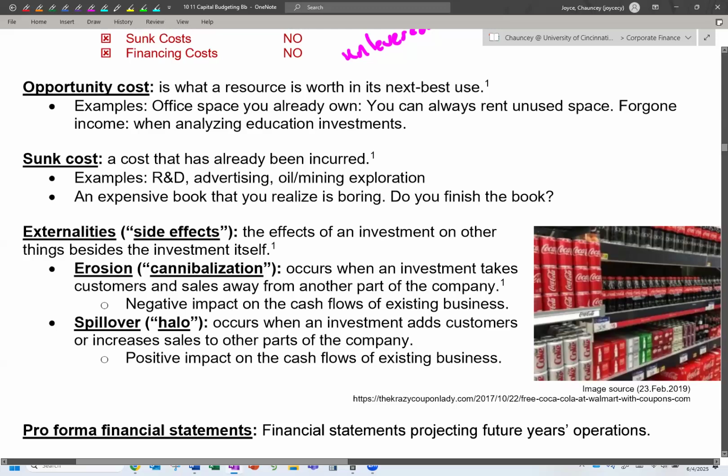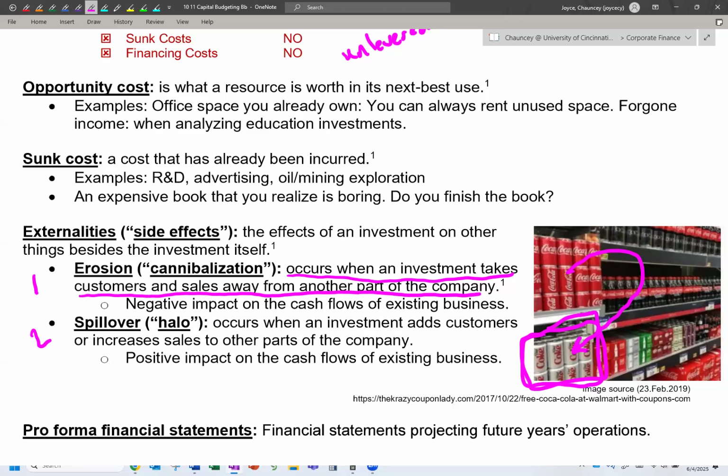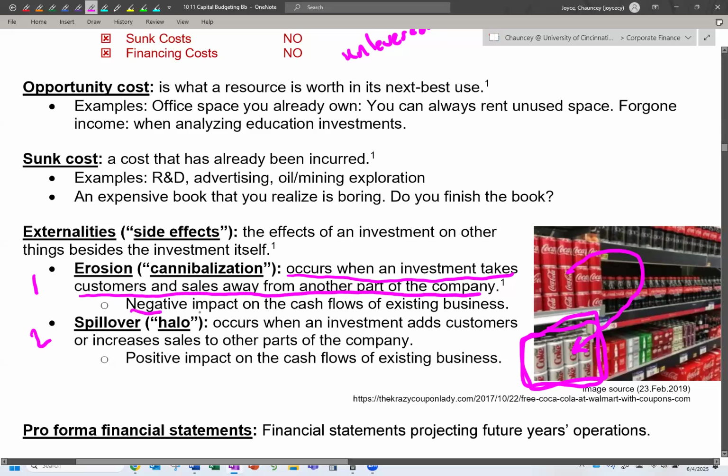Externalities, there's two types of externalities or side effects. The first is called erosion or cannibalization, and the second is called spillover or halo. So these side effects are the effects of an investment on other things besides the investment itself. Erosion or cannibalization occurs when an investment takes customers and sales away from another part of the company. So if we're launching a new version of Diet Coke and current Coke users stop purchasing Coke and start buying this new Diet Coke, then we have to include those lost sales as a cost of doing this decision. So it's a negative impact on the cash flows of the existing businesses.